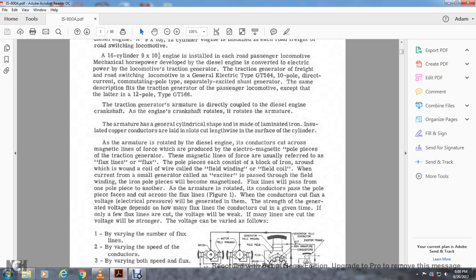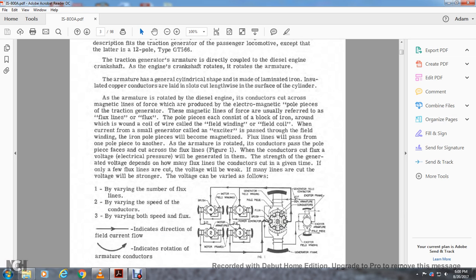The pole piece of each pole consists of solid iron around which is wound a coil of wire called the field winding or field coil. When current from a small generator called the exciter is passed through the field winding, the iron pole pieces become magnetized. Flux lines will pass from one pole piece through another. As the armature is rotated, the conductors pass through the pole pieces and cut across the flux lines. When a conductor cuts the flux, voltage, or electrical pressure, is generated. The strength of the generated voltage depends on how many flux lines the conductor cuts at a given time. If only a few flux lines are cut, voltage will be weak. If many lines are cut, the voltage will be strong.